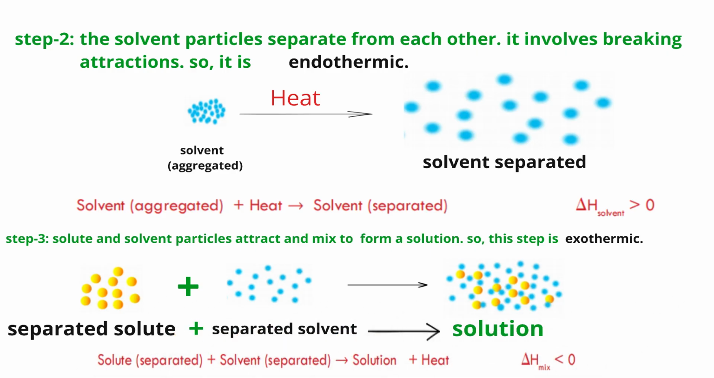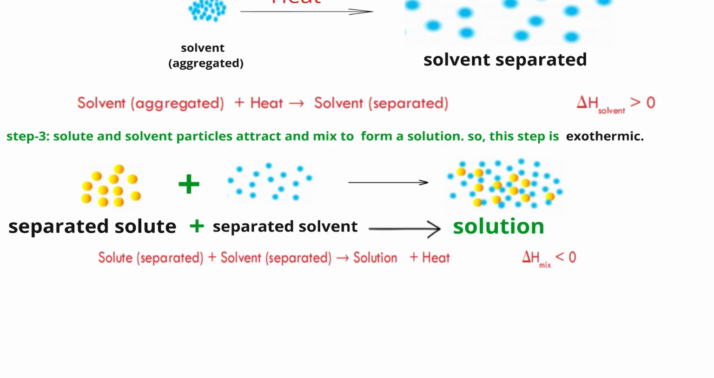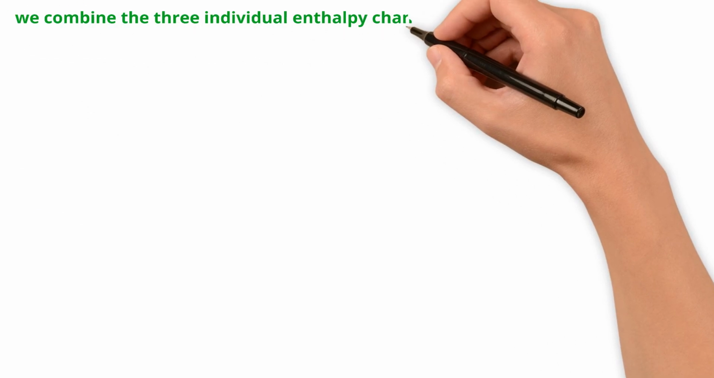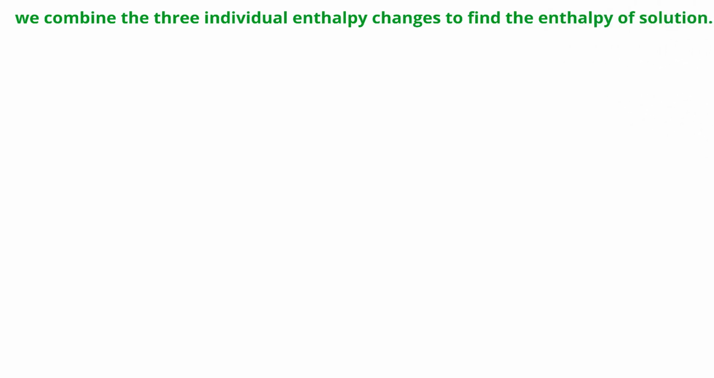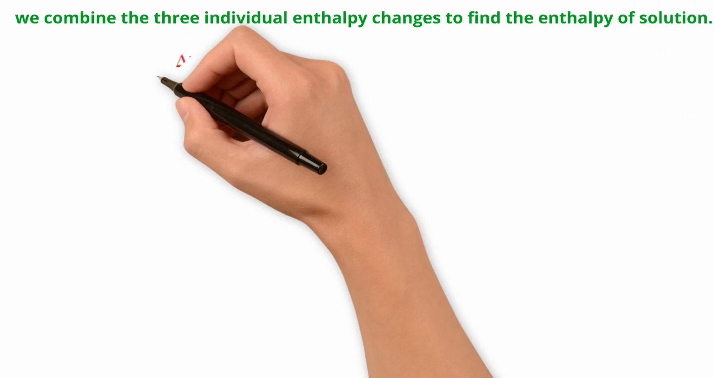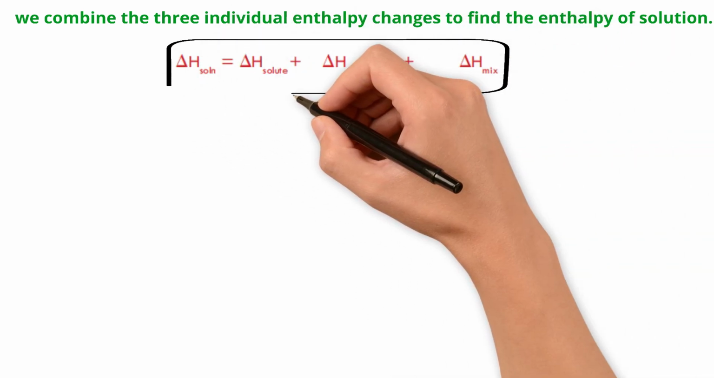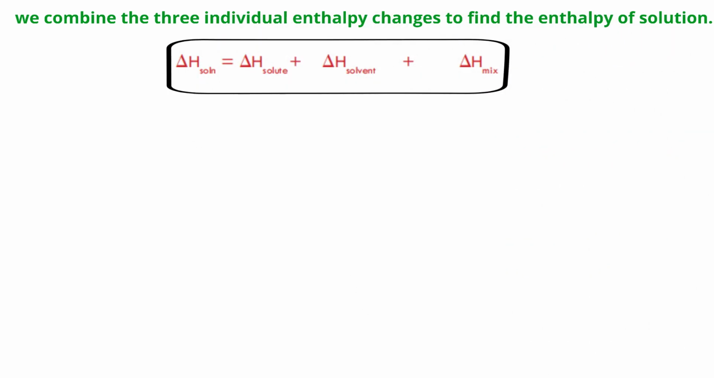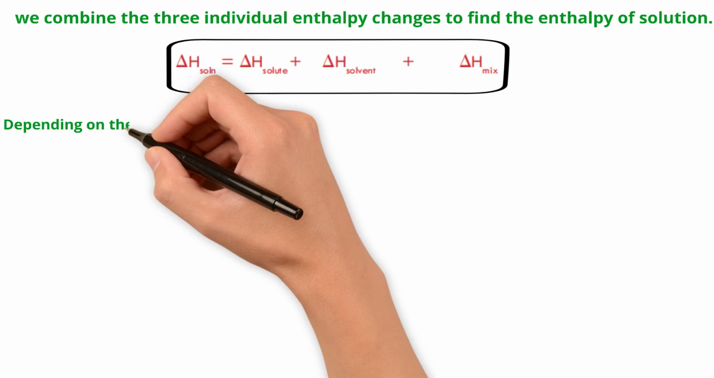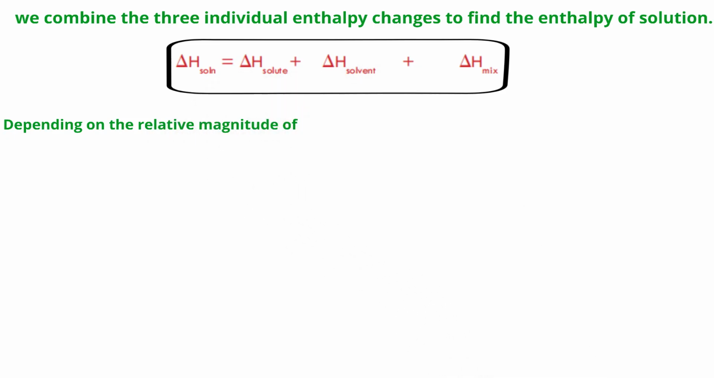When we combine the three individual enthalpy changes to find the enthalpy of a solution, the enthalpy of a solution is equal to the enthalpy of solute plus the enthalpy of solvent plus the enthalpy of mixing. This is the mathematical definition of enthalpy of a solution. It depends upon the relative magnitude of these three terms.